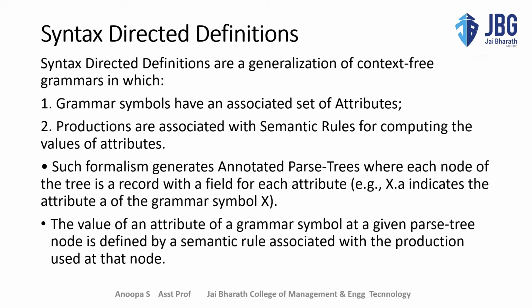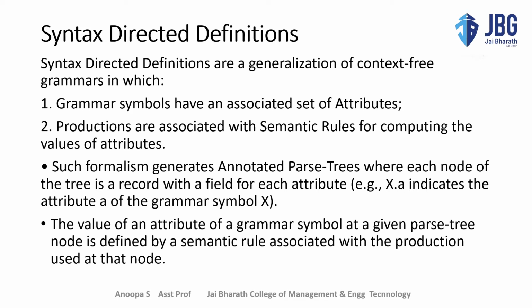That is, grammar symbols have an associated set of attributes. Productions are associated with semantic rules for computing the values of these attributes. Such a formalism generates an annotated parse tree. So we had an input parse tree, and after going through these steps, we will get an annotated parse tree. What is the difference between a parse tree and an annotated parse tree?